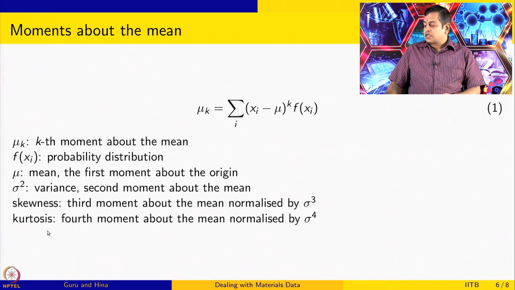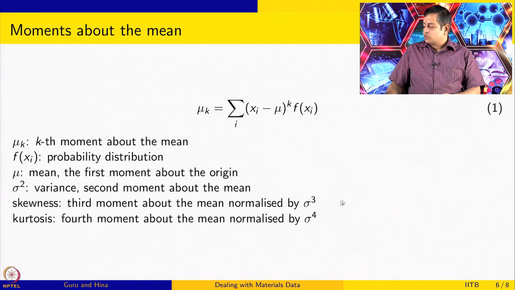And skewness and kurtosis are basically third and fourth moments about the mean. So, if you put cube and power 4 here, you get skewness and kurtosis. But it is not just putting 3 and 4 here, you also divide the resultant quantity by either sigma cube or sigma power 4.